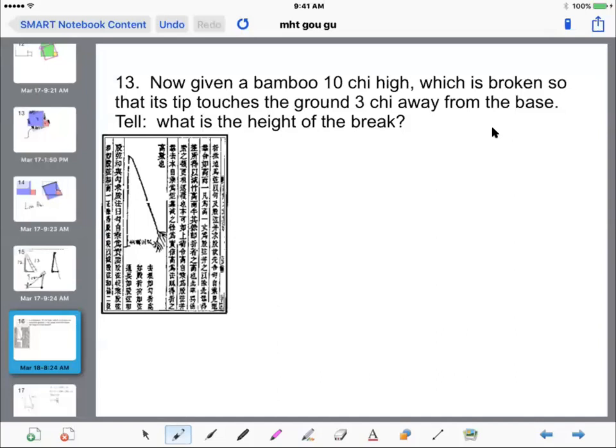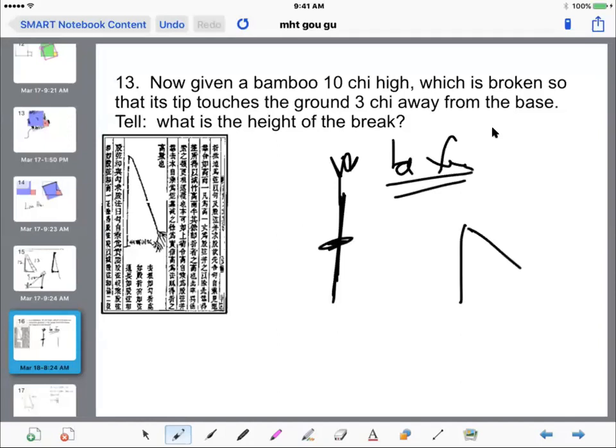So here, the tree was like this, that's before, and then it got broken here, so that now it's like that, with the top of the tree on the ground. And they say that this is 3, and they want to know what this is. How tall is the break, meaning this portion from here to here?